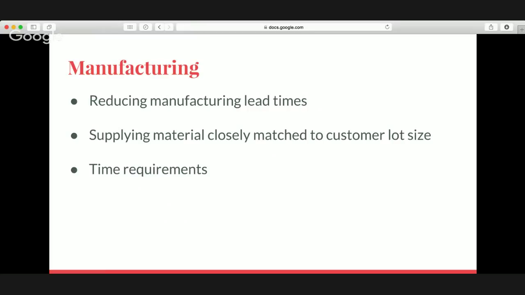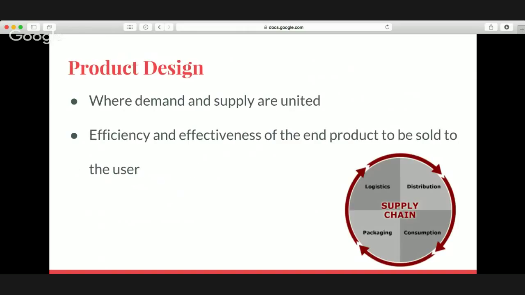The internal core of the company is represented through manufacturing. The function of manufacturing in supply chain management is carried out by reducing manufacturing lead times and supplying material closely matched to the customer lot size and time requirements. Supply and demand are united in the last function, product design. This function has a significant impact on efficiency and effectiveness.